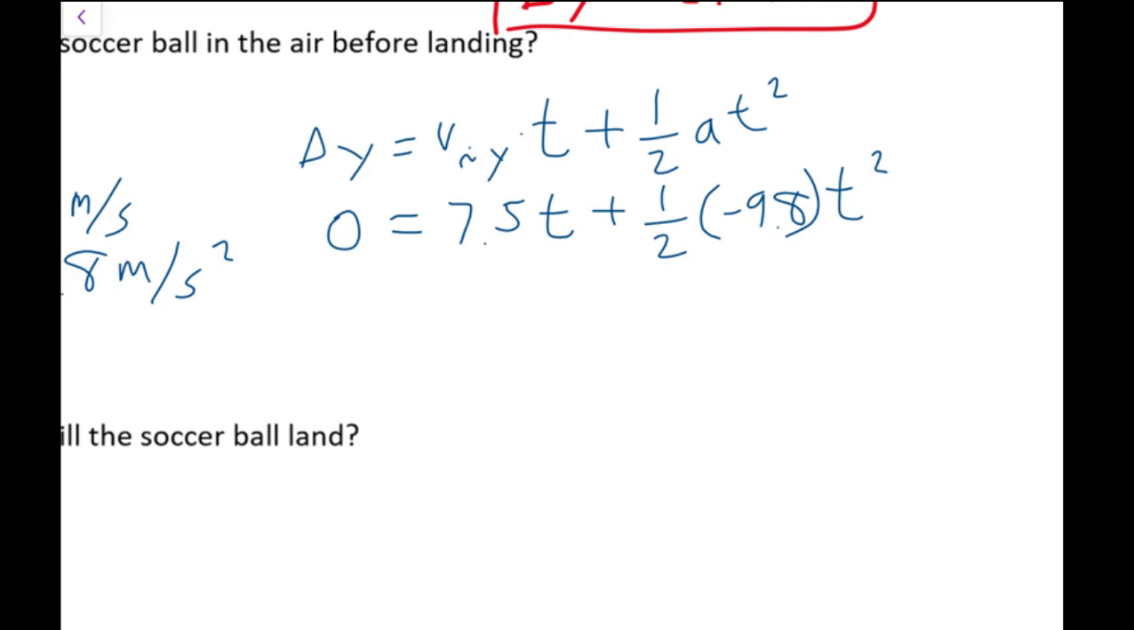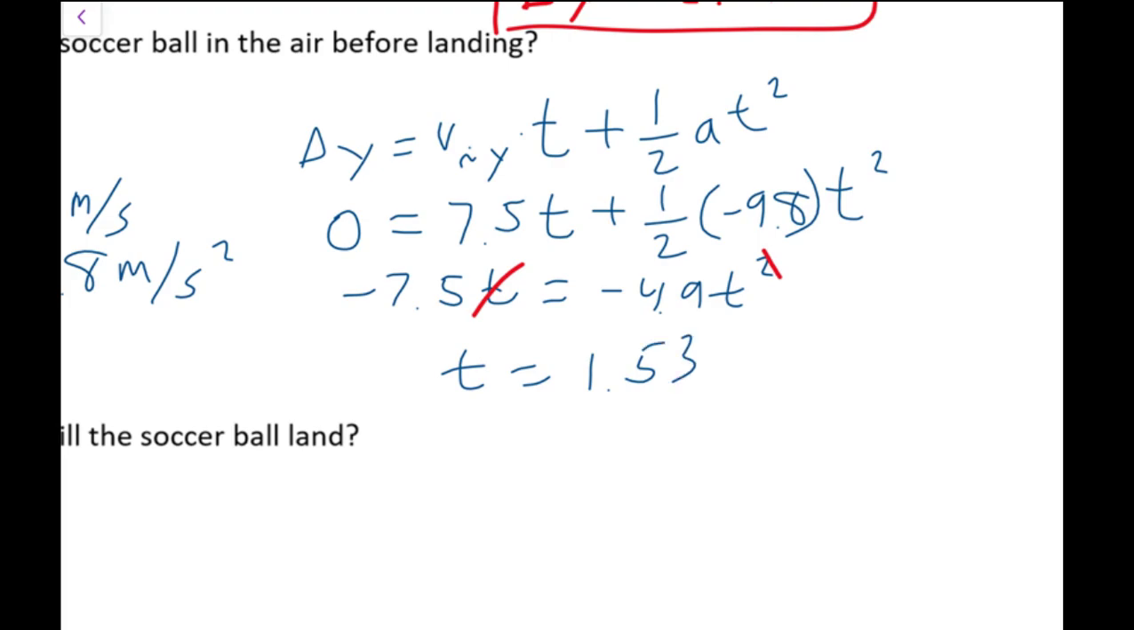Solve this equation: multiply through and subtract the 7.5 t over first. You get negative 4.9 t squared on the right and negative 7.5 t on the left. You can divide by a single t, which gets rid of that with the square, so I just have a t on the left-hand side, and then I can divide by negative 4.9. So t will be 7.5 divided by 4.9, or 1.53 seconds.